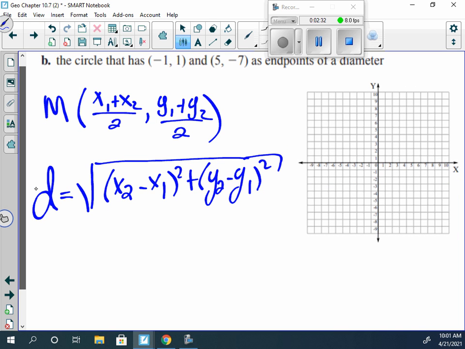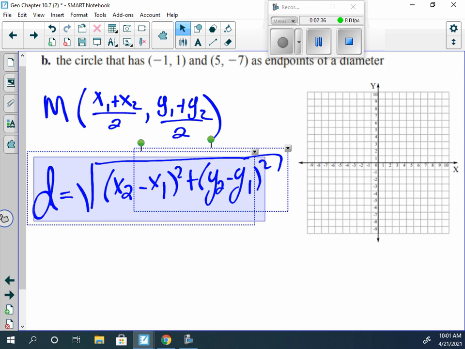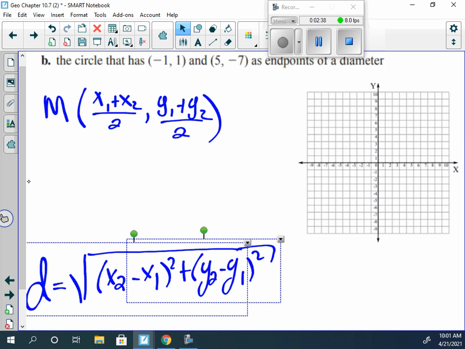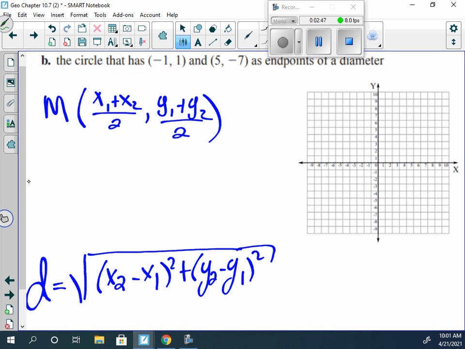So for the most part, we're not doing anything totally revolutionary. We're just using these two formulas, plugging our numbers in, and finding our points. Any questions on this before we start the first one? So we can find the center first, and we can find that by plugging it into our midpoint equation.